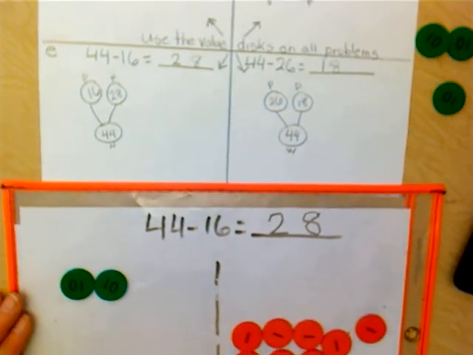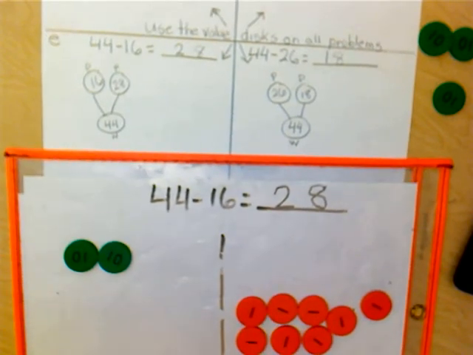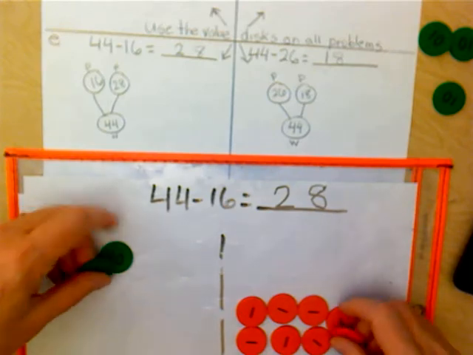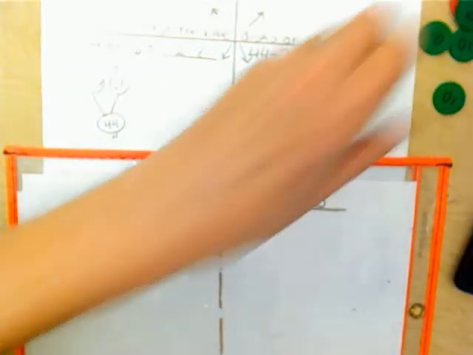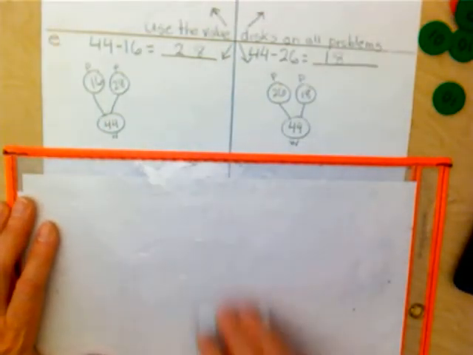If you're not using those value discs, I need you to do that because I'm not going to see you doing it. I will be able to see my face-to-face kids doing it, but not you. So I'm hoping that you're not skipping that step. That would not be a good plan.